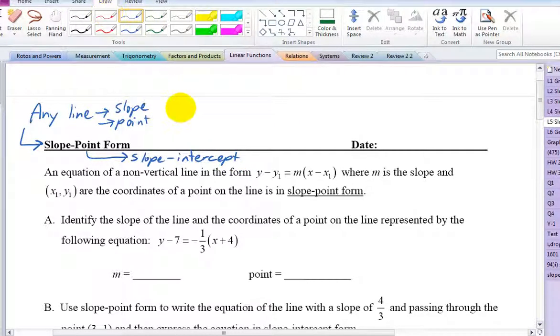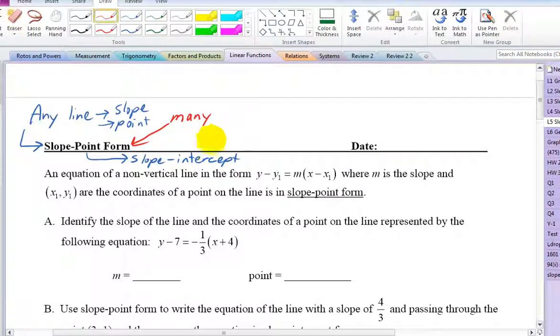So each line will have many slope point forms because there's points all along the line. There's a point here, here, here, here, here, here, here, here. So there's like 10 equations right there. But every line will only have one slope intercept form. And it will always be the same no matter what point you choose and start with. Okay? It's kind of like magic, except it's math.